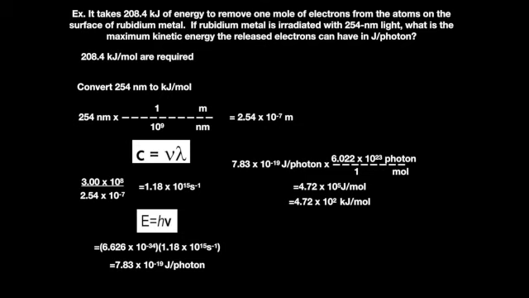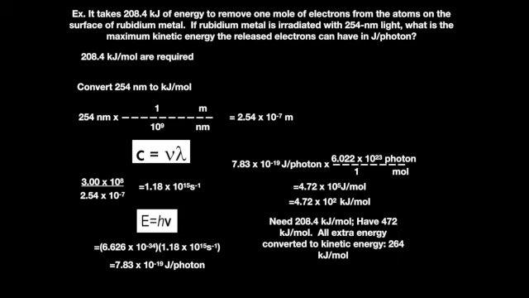So to determine the kinetic energy of the electron when it's removed from the atom, all you have to do is take 472 and subtract 208.4 from that, and all of that extra energy is going to be kinetic energy. So the kinetic energy is going to be 264 kilojoules per mole, and that's it.